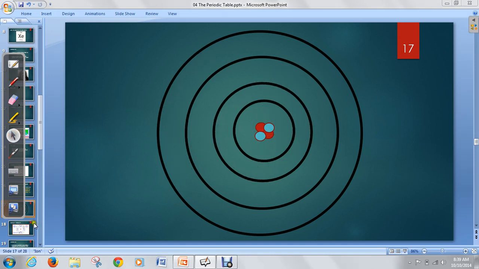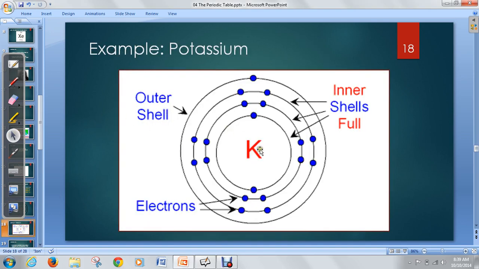Here's a potassium shell diagram. Potassium, if you look at the periodic table, has 19 protons and also 19 electrons. So the first shell fits 2, the second shell fits 8, the third shell fits 8, which is a total of 18, and then the last one, the 19th one, goes on the 4th level. So hopefully this is making sense. As you practice more, I think it will start to come to you, hopefully.